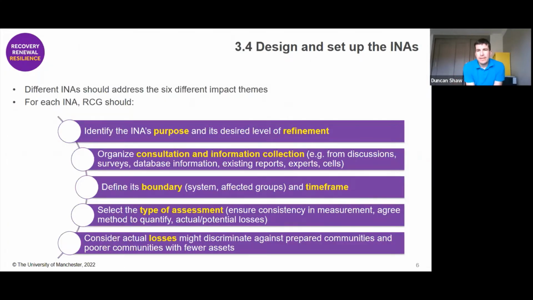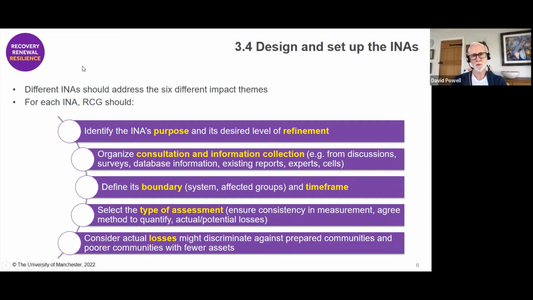But designing an impact and needs assessment, that's what we're talking about in section 3.4, David. Yeah, so to be clear, you can either do an overarching impact needs assessment or break down individual ones for each of those themes. But either way, each one will have a core set of criteria and content. So the first thing the RCG will usefully do is agree exactly what the purpose of the impact needs assessment will be, and talk about any refinement or parameters to make sure that it doesn't get disproportionately big for the effect that you're trying to achieve.